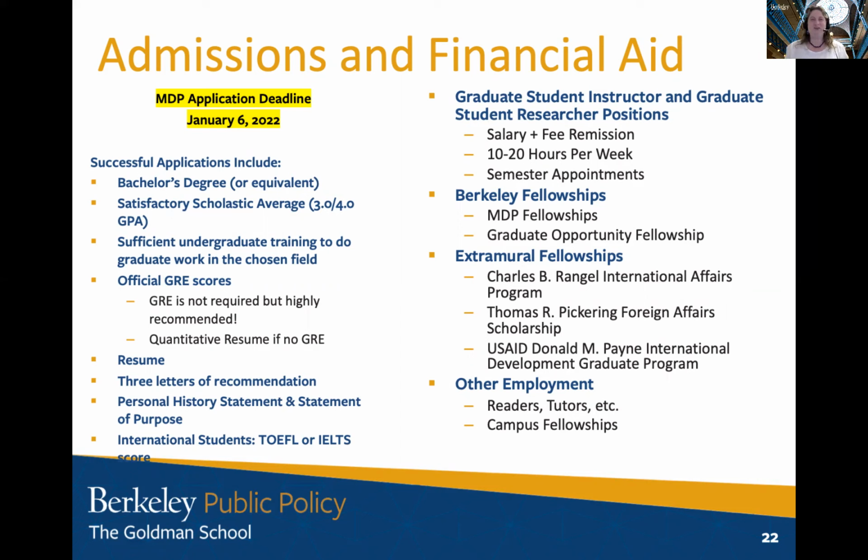Successful applications include a bachelor's degree or an equivalent. We're looking for someone with a scholarly average of approximately 3.0 or higher on a 4.0 scale. International students might not know specifically how their GPAs rank, and that's okay. You don't have to include that on your application if you are an international student.